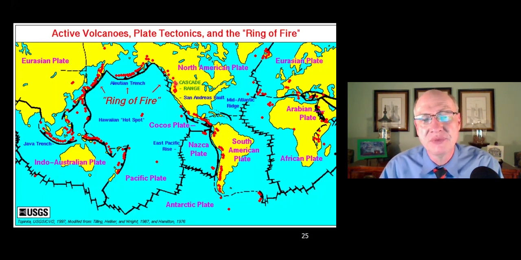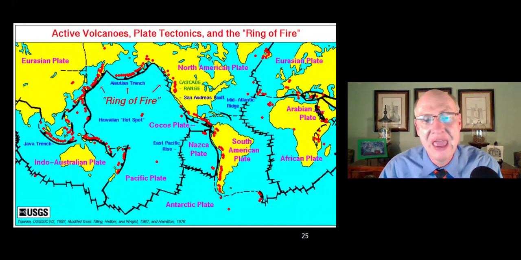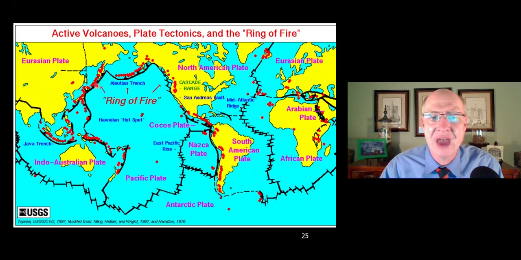It's responsible for the Cascade Mountains in the Northwest, including all the volcanoes that we know there, such as Mount St. Helens and Mount Rainier. So it's responsible for mountain ranges such as the Andes in South America and the Sierra Nevada in North America. So we find a lot of mountain ranges around these boundaries, and we also find a lot of volcanoes, such as all the volcanoes in the Aleutian Islands of Alaska and then over here in Eastern Asia.